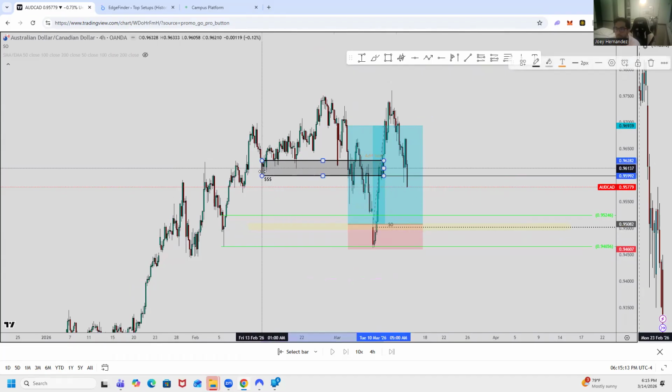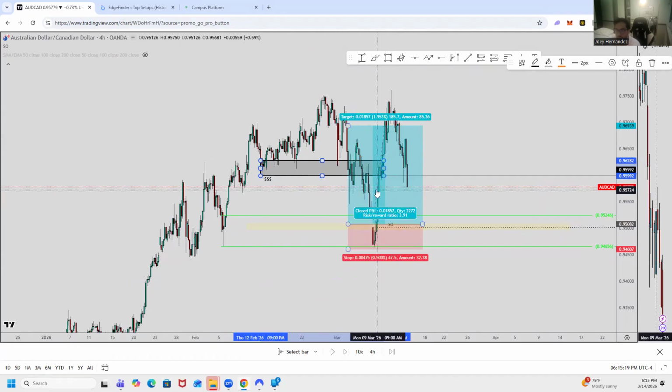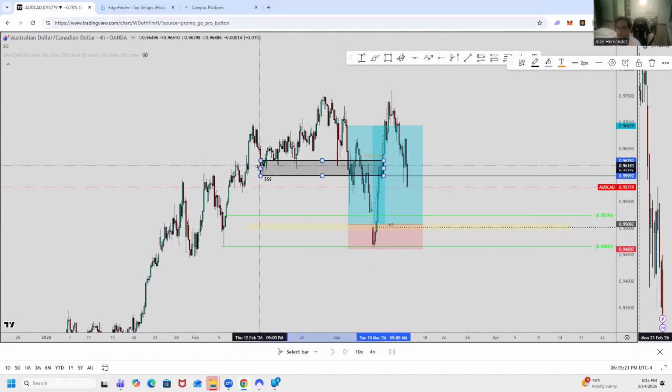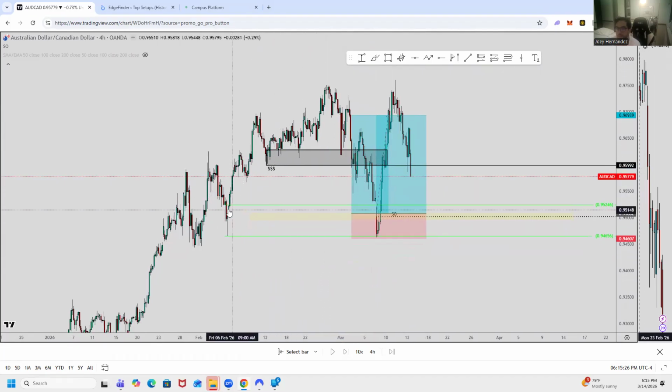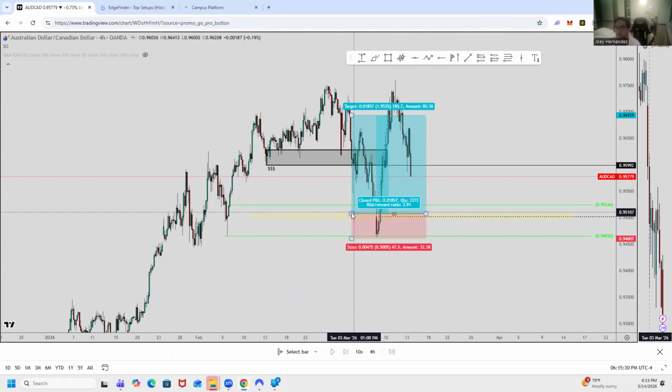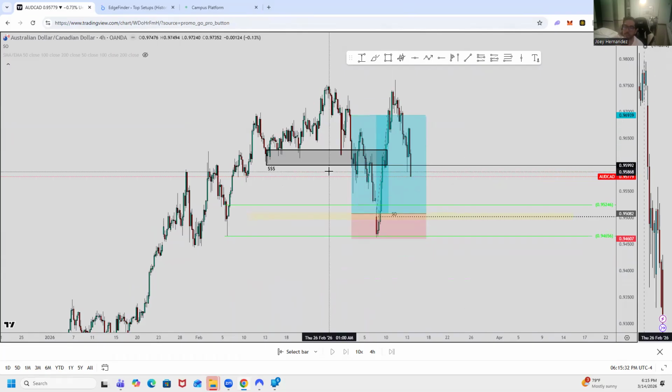So I was waiting for this support to be broken, manipulated. I was waiting for it to be manipulated, and then I was looking for the next demand zone to manipulate, get to the demand zone, and then continue to the upside. So that's exactly what it did.